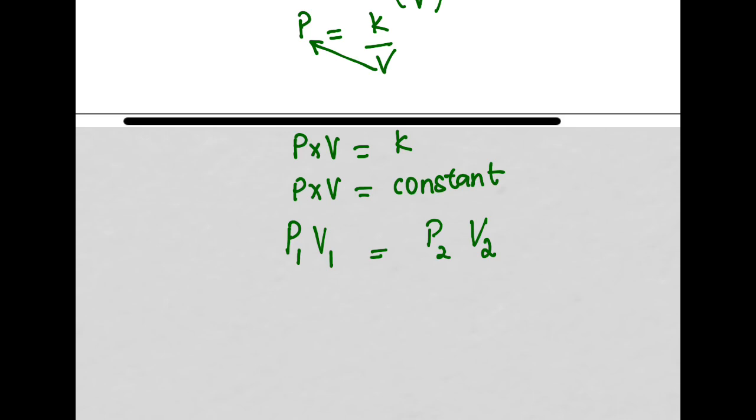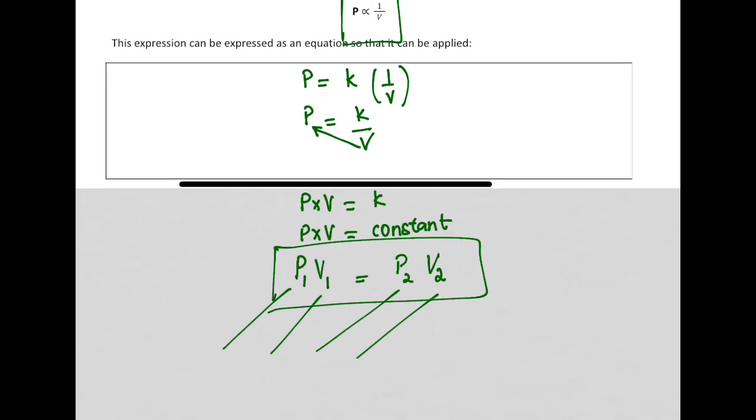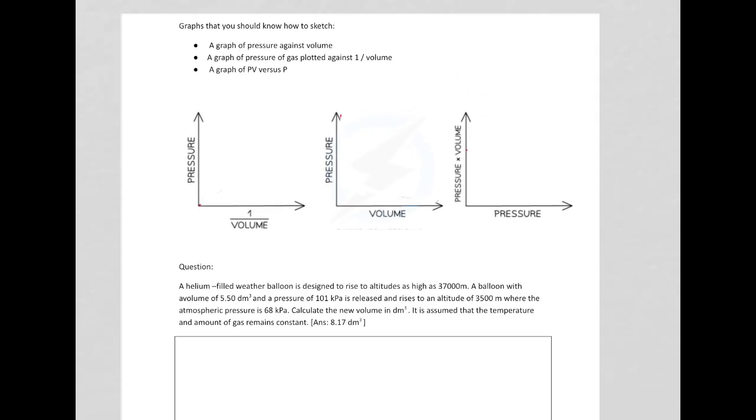Right, so this is an equation that you are going to be using in calculations, and when you're using this equation, the units of pressure should be the same and the units of volume should be the same. You don't have to convert everything to SI units as long as the units that you're using on both sides are the same. Right, now you also need to be able to sketch the graphs of these relationships.